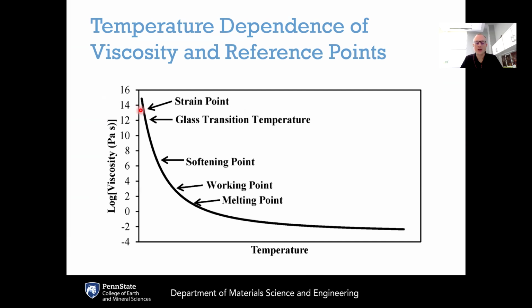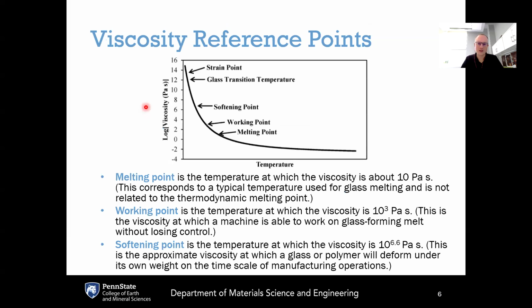many orders of magnitude. Now, it's common to define several viscosity reference points. There are the melting point, the working point, the softening point, the glass transition temperature, and the strain point. And each one of these viscosity reference points is defined based on having a particular value of viscosity. This is also known as an isokom temperature. Iso meaning the same, and kom meaning viscosity. So these are temperatures of constant viscosity.